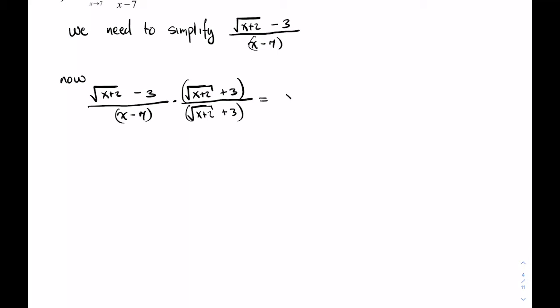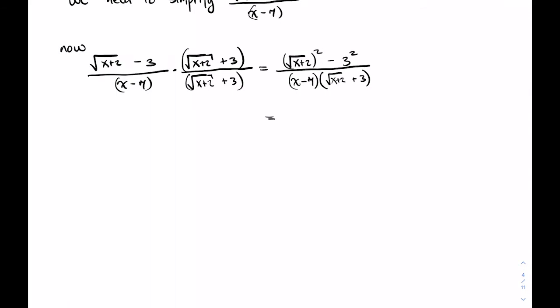So here this becomes the square root of x plus 2 squared minus 3 squared, all divided by (x minus 7) times (the square root of x plus 2 plus 3). Okay, simplifying. Whenever we square a square root, we end up with the original expression because the square root cancels the square. And we're subtracting 9 here and dividing by (x minus 7) times (the square root of x plus 2 plus 3).